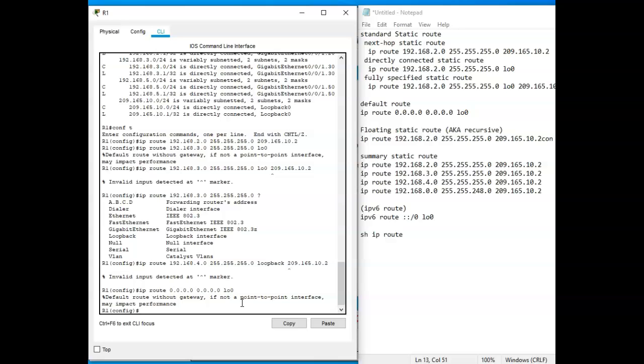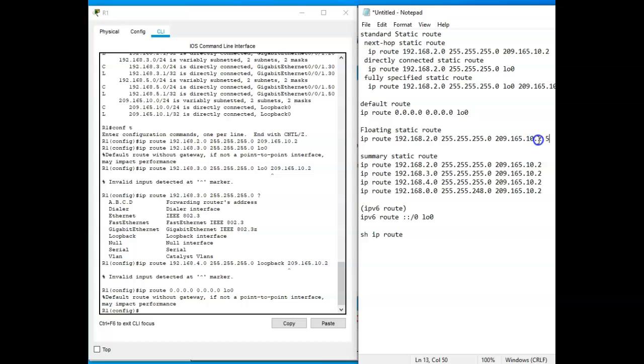Now, floating static, you just end up putting in a number behind it. I don't know why this had that in there. So with floating static, you do IP route 192.168.2.0 and then 255.255.255.0, and then the 209.165.10.2. Oh, the floating static. I'm sorry, I didn't mean to put the AKA recursive there. Floating static just tells you what you want the administrative distance to be. So you're setting that in there and then you're stating the administrative distance. So we're not going to worry about typing that one in there.